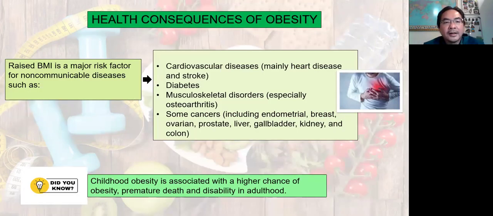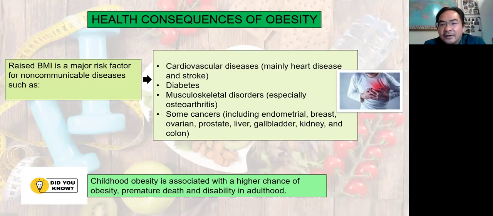Raised BMI is a major risk factor for non-communicable diseases. These are the health consequences of obesity. When a person is obese, the obesity can basically stress a lot of organs, including our joints, causing osteoarthritis, especially of the knee joints. It can predispose us to getting diabetes mellitus.